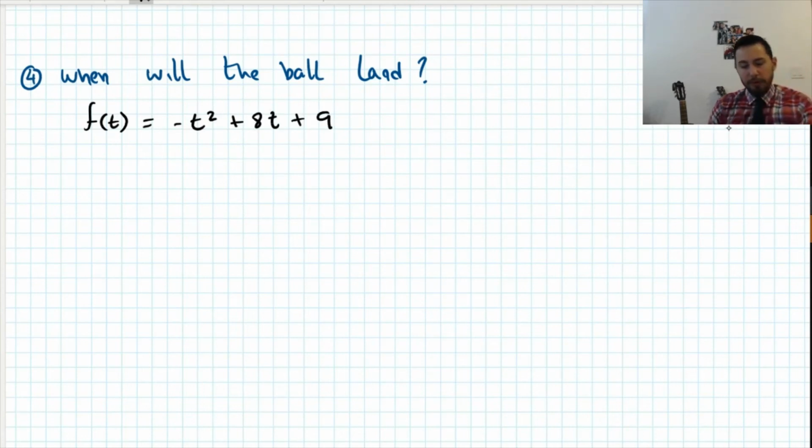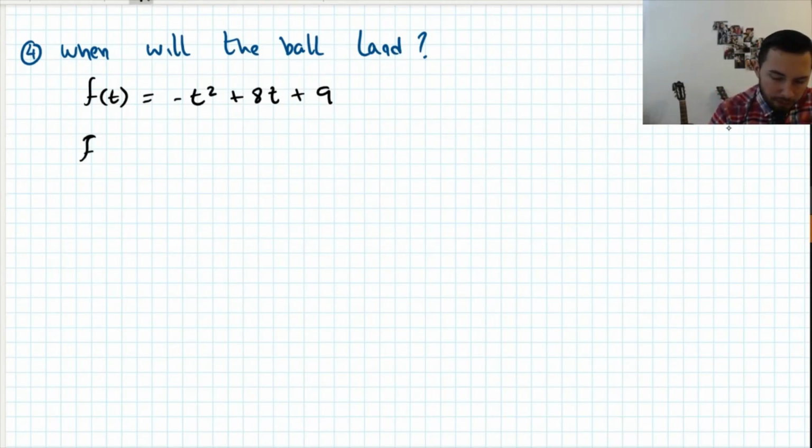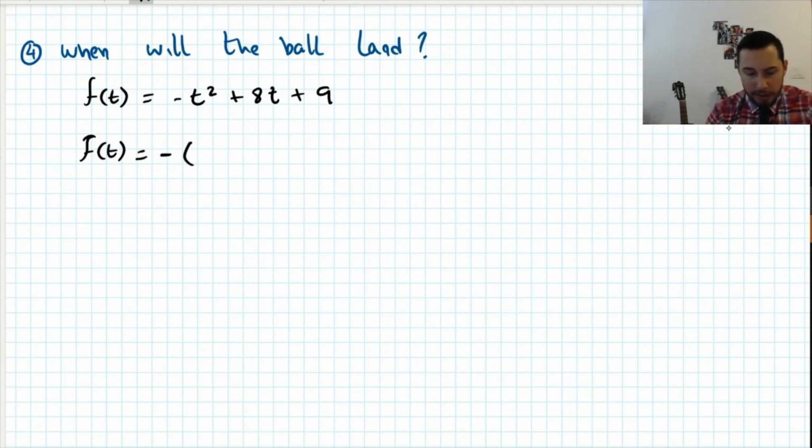There are a few ways to do this. I could factor this, or I could put this inside the quadratic formula. This one is pretty simple, so I'm just going to factor it. If I'm not comfortable factoring, then by all means you could just use the quadratic formula. So if I want to factor this, f of t is equal to, I have a greatest common factor, so I want to take out that negative, and that will change all the signs inside. This will be t squared minus 8t minus 9.